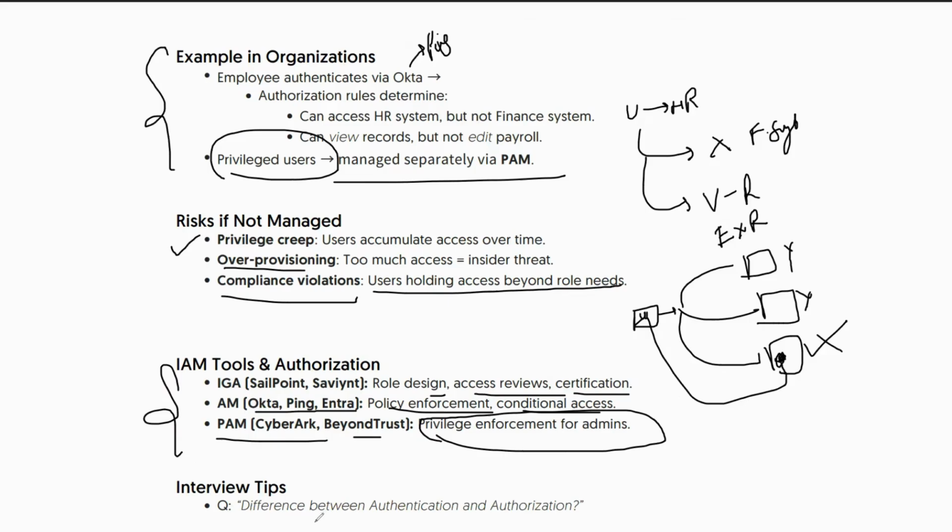Now, some of the interview tips: authentication and authorization we did discuss in the previous session. Authentication is who you say you are, and authorization is what access you get after you have been authenticated. This is step one, and this is step two.